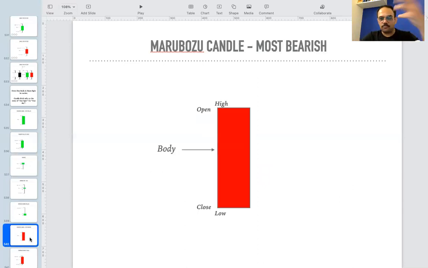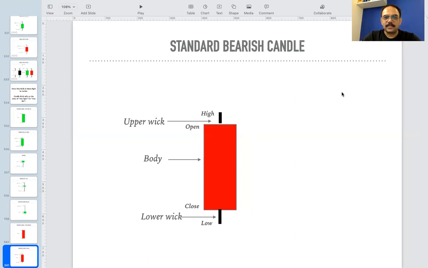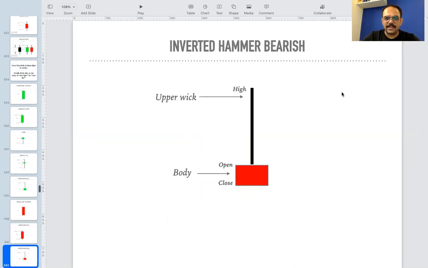Same thing to this side. So what happened this time? What is the story of this candle? Bears won, correct? Fantastic. So close is lower than open. So bears just took it away. Now this is a standard bearish candle.